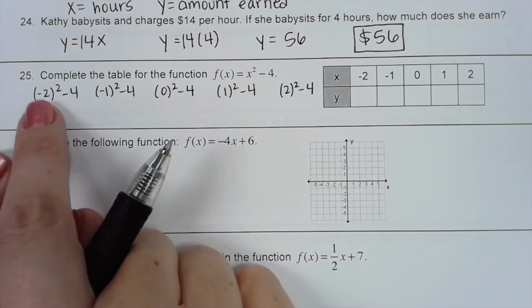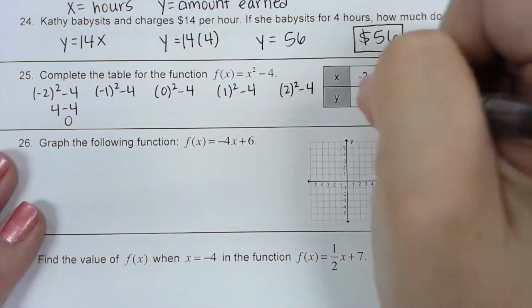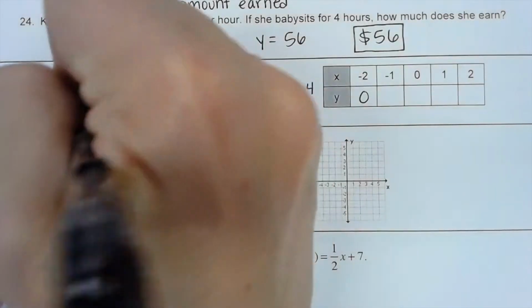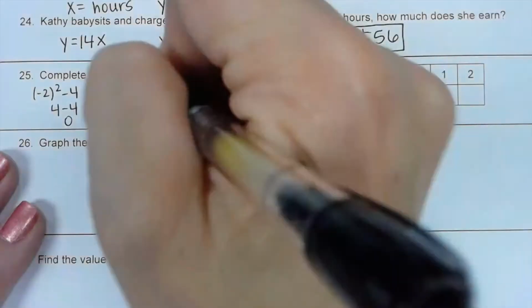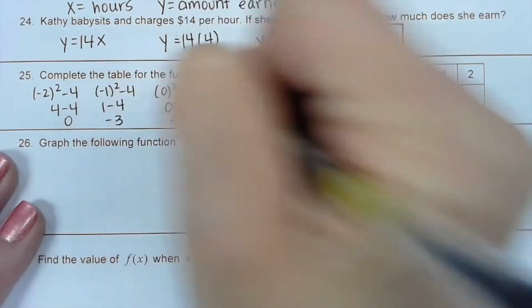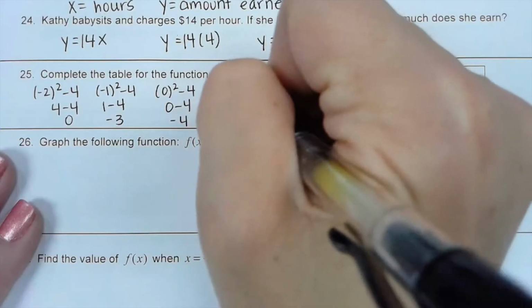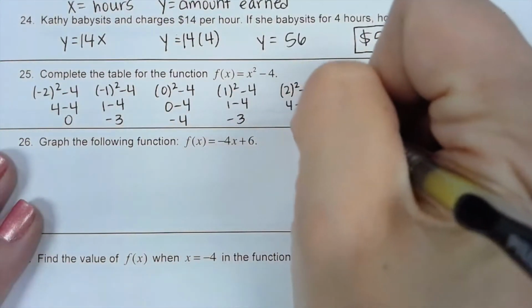When you square negative 2, negative 2 times negative 2 turns into positive 4, and then 4 take away 4 gives you 0. Negative 1 times negative 1 gives you positive 1, and then 1 take away 4 gives you negative 3. 0 take away 4 gives you negative 4. 1 take away 4 gives you negative 3 again, and then 4 take away 4 gives you 0.